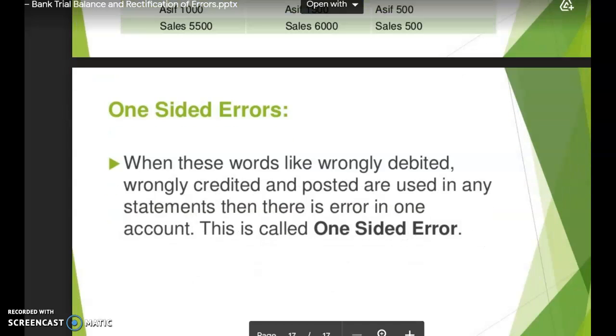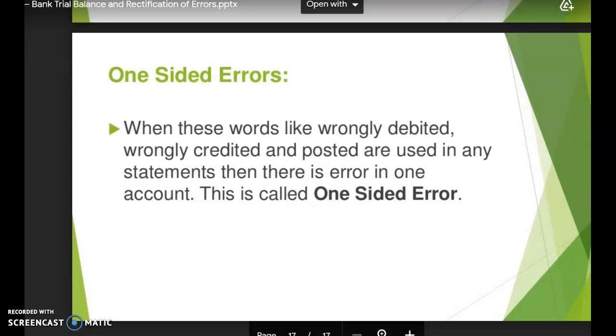Now come across to the one-sided error. One-sided errors are those errors in which something is wrongly credited or posted in a statement when there is an error in one account. This is called one-sided error. Paid 500 to Radha and Sons, not debited to Radha and Sons account. Definitely it is a one-sided error because when we made the payment, we wrongly did not debit Radha and Sons account. Such types of errors are rectified with the help of the suspense account.